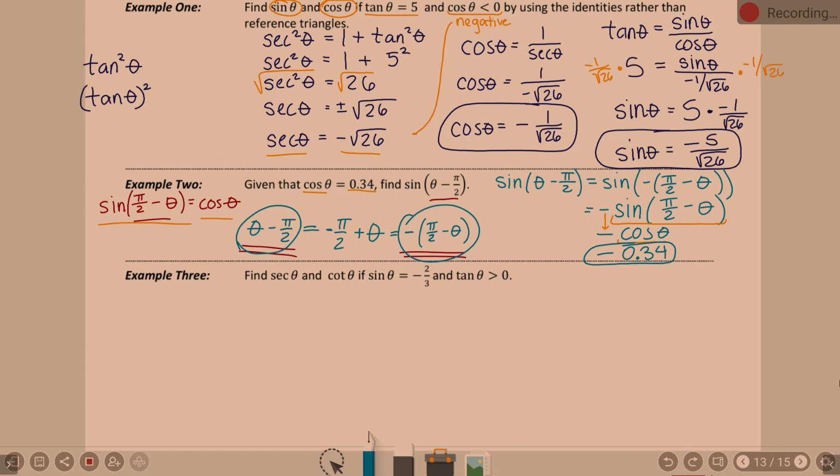Now, what is that going to find for us? It's going to find cosine. Is that something we have to have? No. Because we're asked to find secant and cotangent. So one option, and again, I'm just trying to get us to look at options, is we can use sine squared plus cosine squared. That would find cosine squared, and then we can find the reciprocal of that.